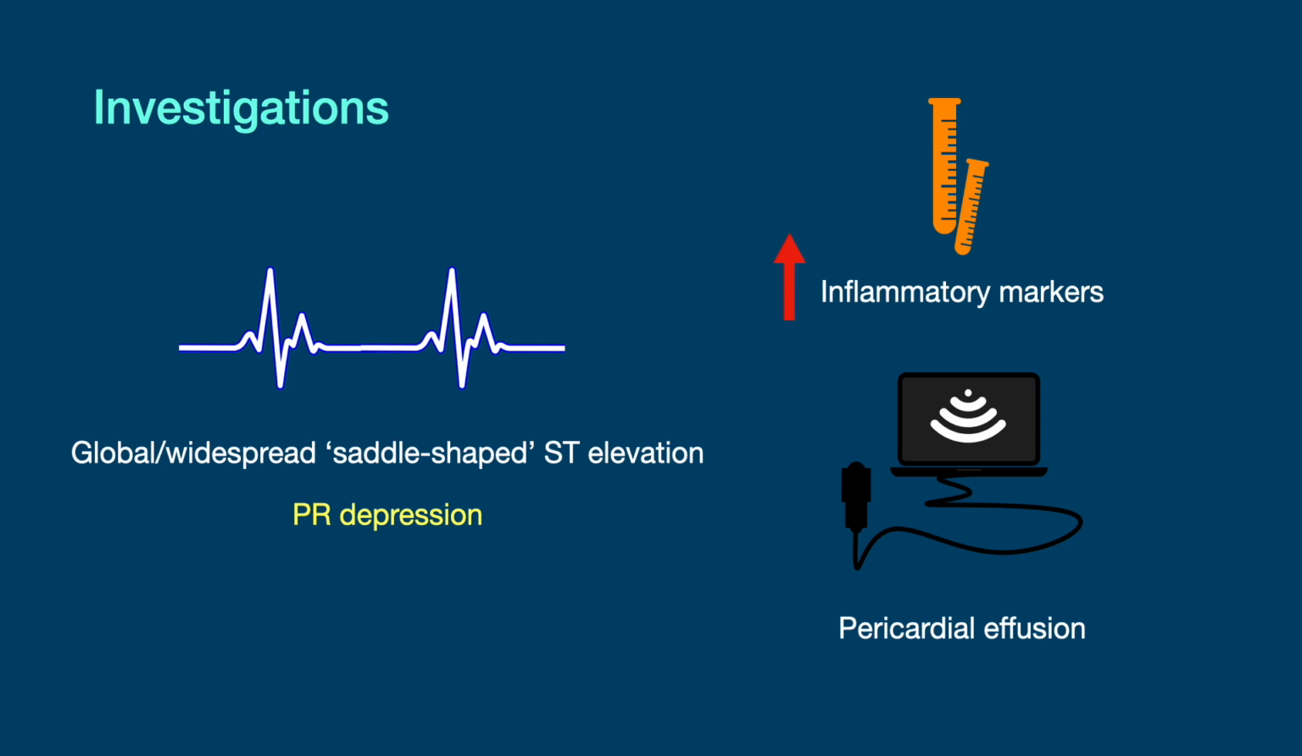When it comes to investigations, ECGs are the first and foremost investigation that can be done, and the changes in pericarditis are often global or widespread as opposed to the territories seen in ischemic events, with saddle-shaped ST elevation. PR depression is the most specific ECG marker for pericarditis. All patients with suspected acute pericarditis should also have a transthoracic echocardiogram done. Apart from that, your inflammatory markers may also be raised as well.